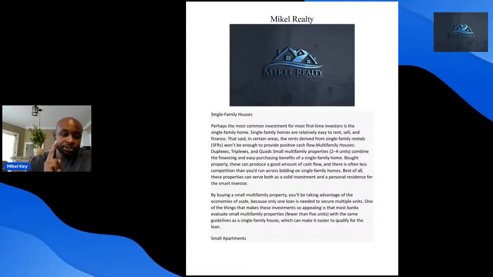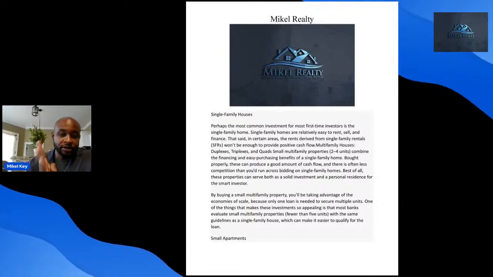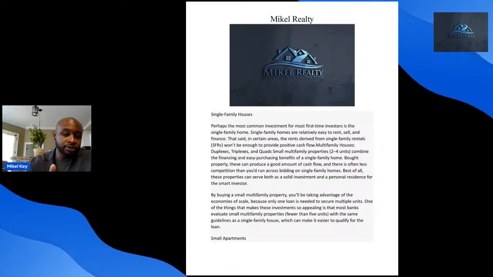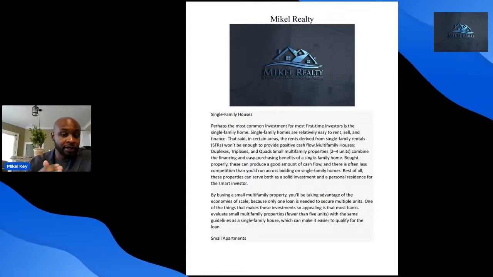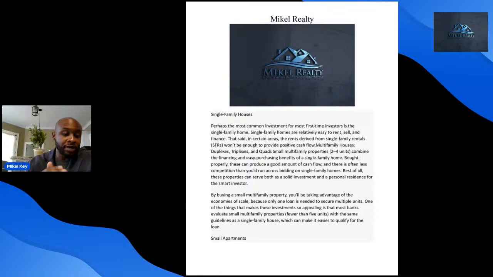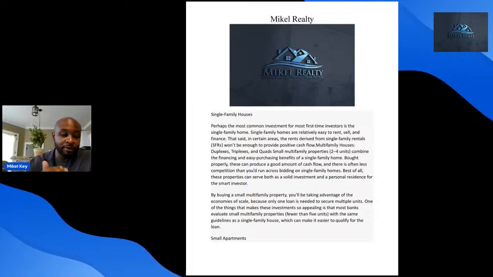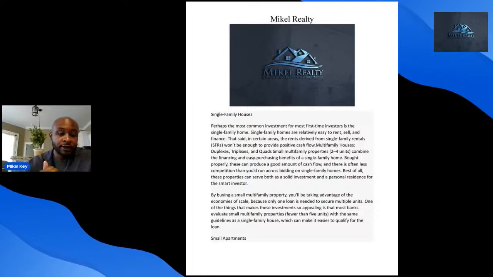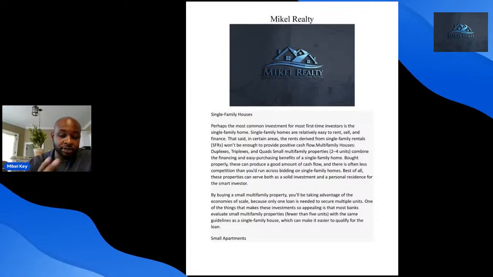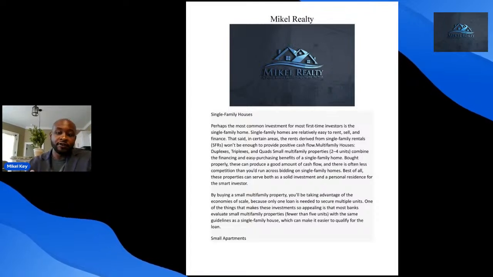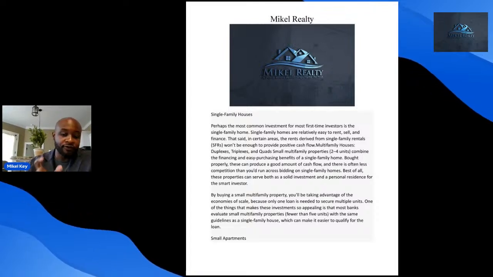But you've got to think about it. A duplex, which is 2 units, triplex 3, quadplex 4, they're also considered residential. And the advantage of residential housing is it qualifies for government funding, which means that you can put 3 to 5% down to buy as long as you live in one. So single family houses are a very good investment for first time investors.